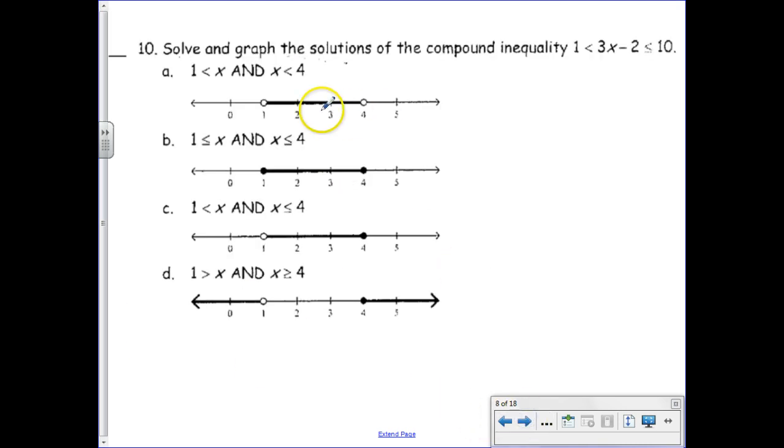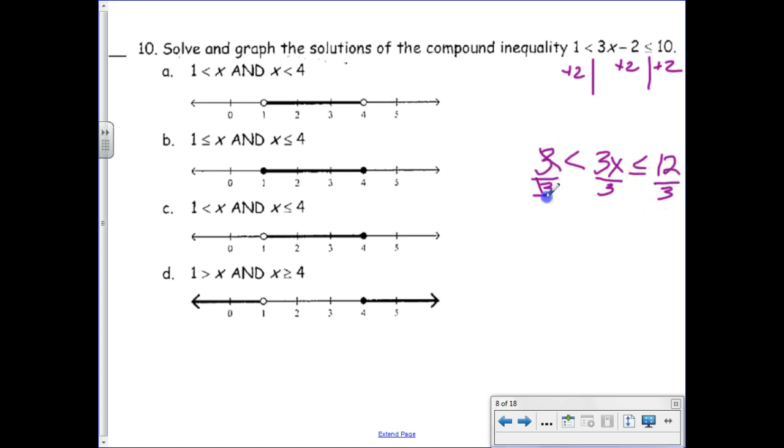Number 10. Solve and graph this inequality, a compound inequality. So when you do a compound one, make sure that you are doing the same thing to each section of the inequality. 3 less than 3x is less than or equal to 12. When you divide, oh, for goodness sakes, look how simple.